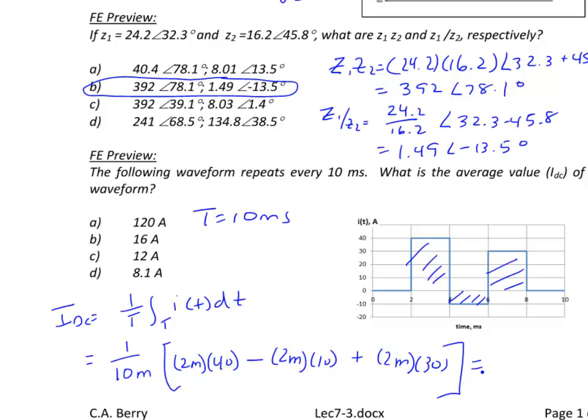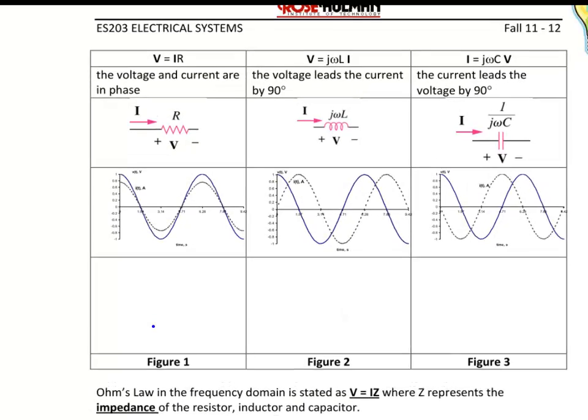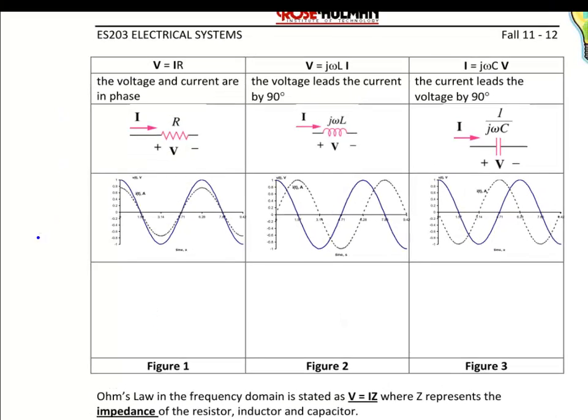So when we find that area and we divide it by 10 milli, we get that IDC is equal to 12 amps. So the answer is letter C.